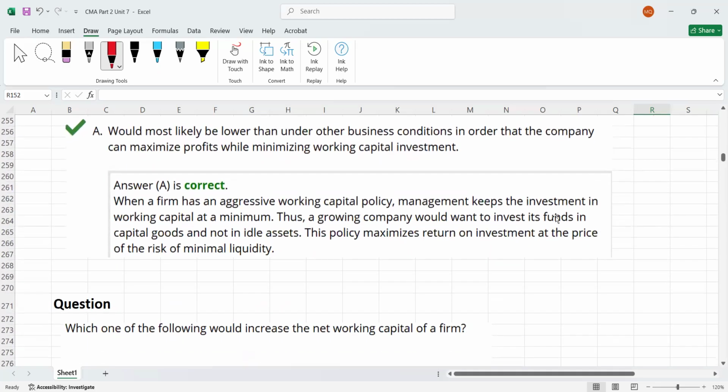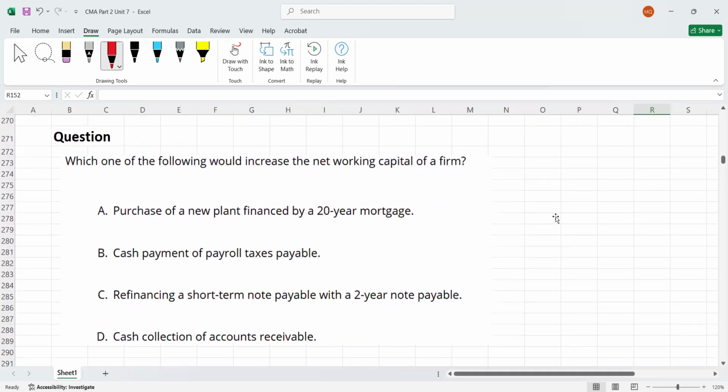Then we have another question on your screen. They are asking which one of the following would increase the net working capital of the firm? Net working capital equals current assets minus current liabilities. So which will increase the working capital? If current assets are increasing, then working capital will increase, right? Or if your current liabilities are decreasing, working capital will increase. This is one condition, but the others I'll explain through the options.